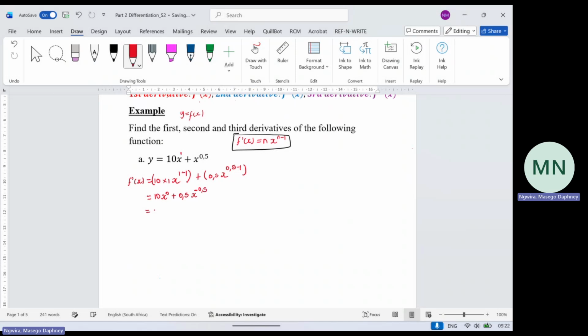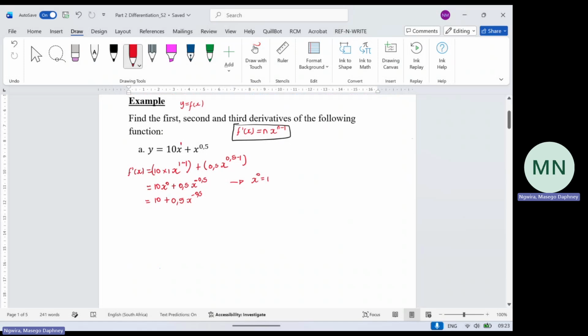So final answer will be 10. Remember, x to the power of 0 is 1. So just to remind you, x to the power of 0 is 1. Okay, 1 times 10 is 10. So this will just be 10 plus 0.5, then x to the power of negative 0.5. I'm not going to change this negative to be a fraction because I have to derive again. So I'm going to take this and derive again, second derivative.